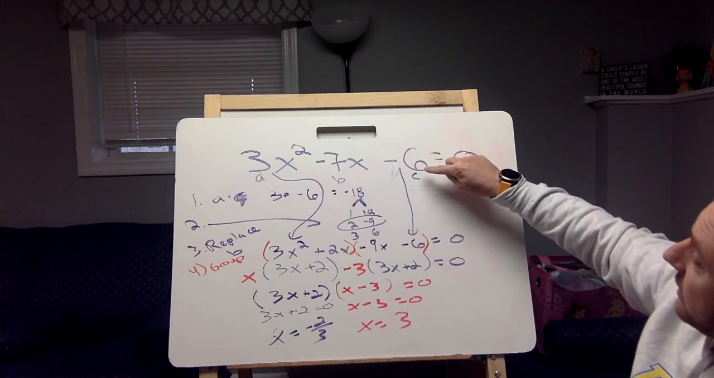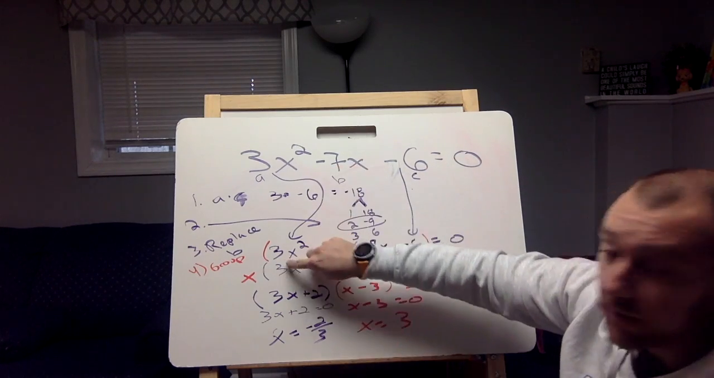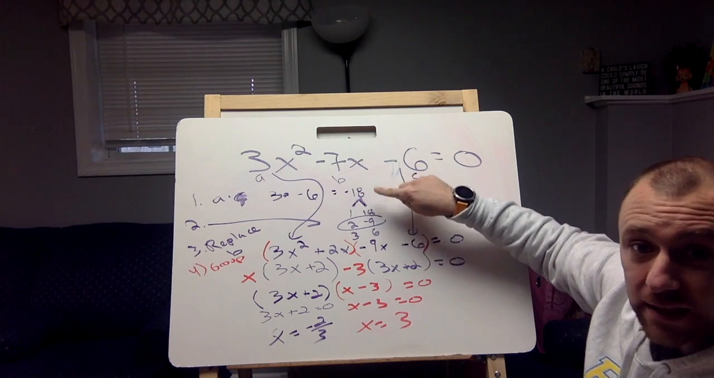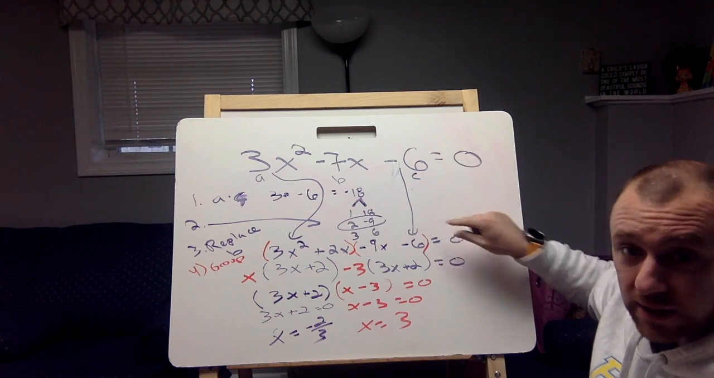The biggest thing is that you carry down the C, you carry down the A. I see a lot of students change this C into 18. You don't want to do that. You just carry the C down.